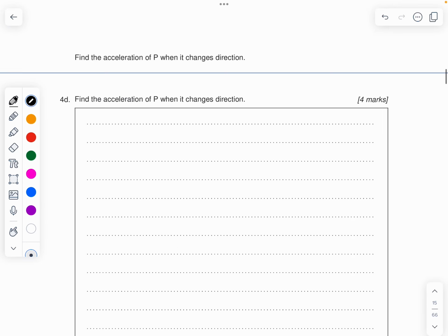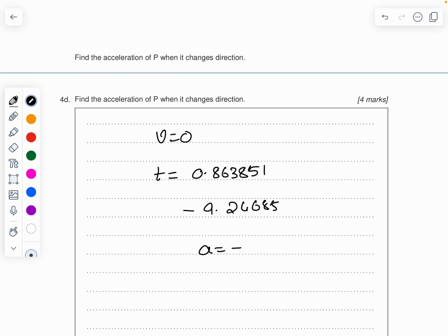Find the acceleration of p when it changes direction. So when v equals 0, it happens at t equals 0.863851, and its acceleration is minus 9.24689. So acceleration is basically deceleration, minus 9.25 meters per second squared.